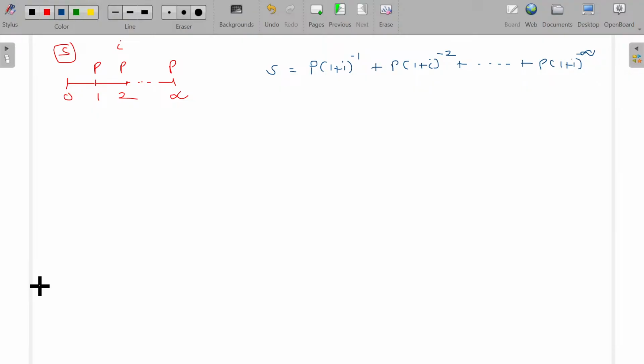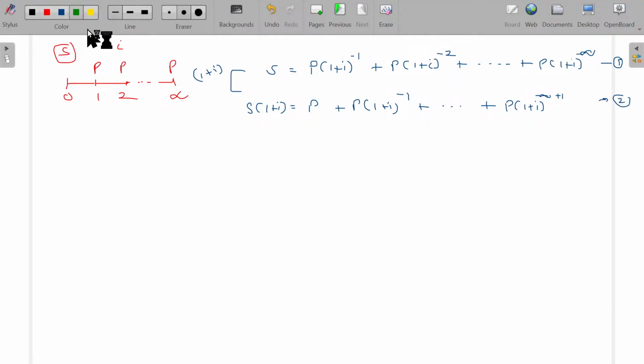Clear? Okay. Equation number 1. Now I am getting equation number 2 by multiplying 1 plus I on both sides. S into 1 plus I is equal to P into 1 plus I to the power minus 1. Finally, P into 1 plus I to the power infinity minus 1. You're reducing 1, right? Minus, this is minus, then you have to add plus 1. Minus infinity, you have to add plus 1.